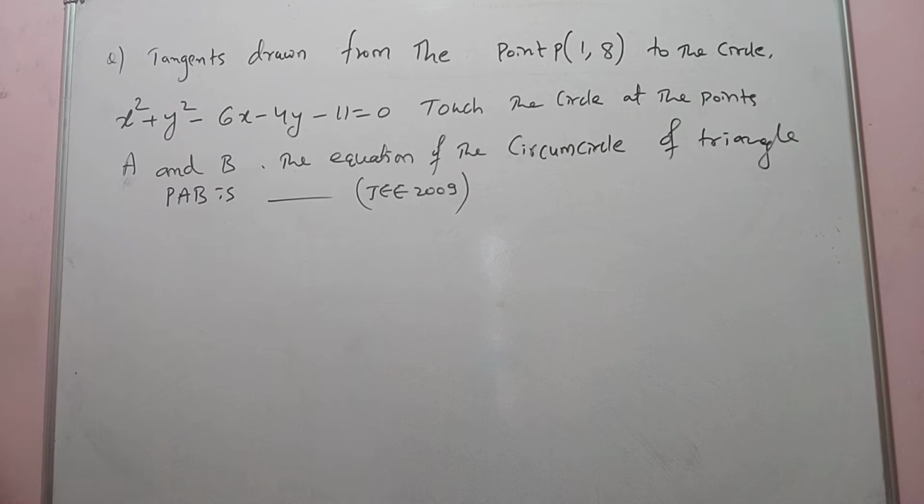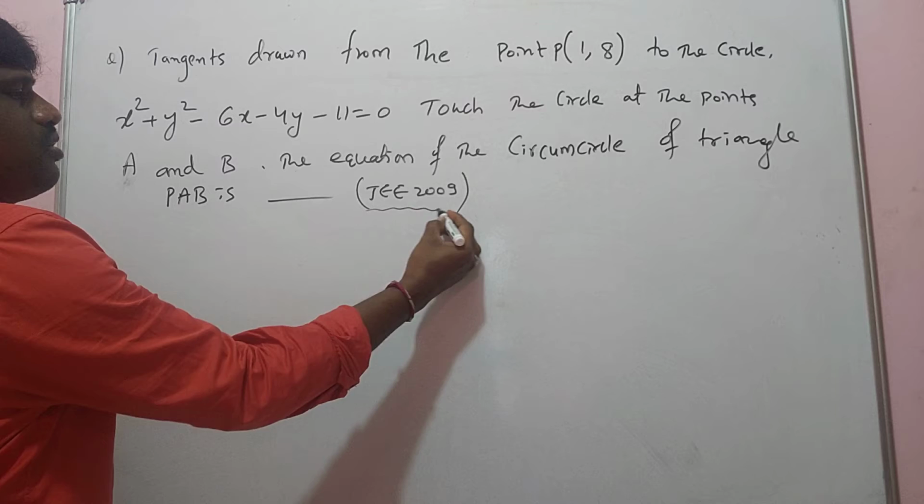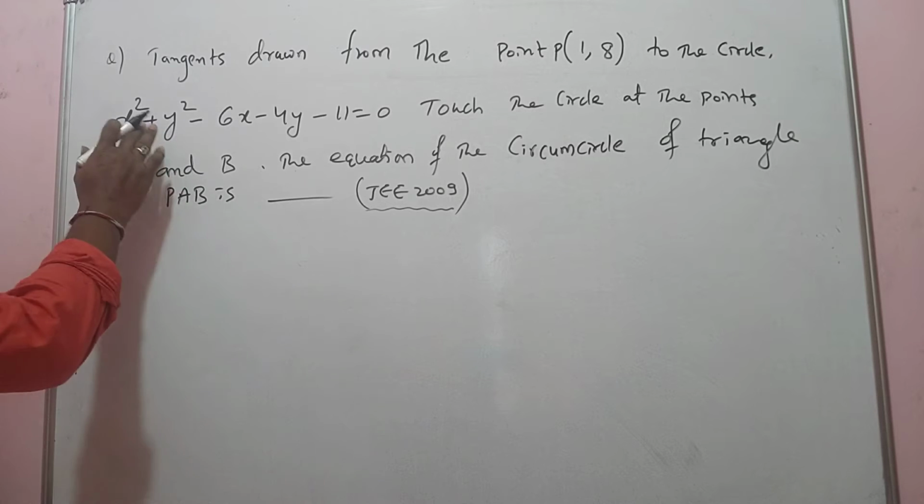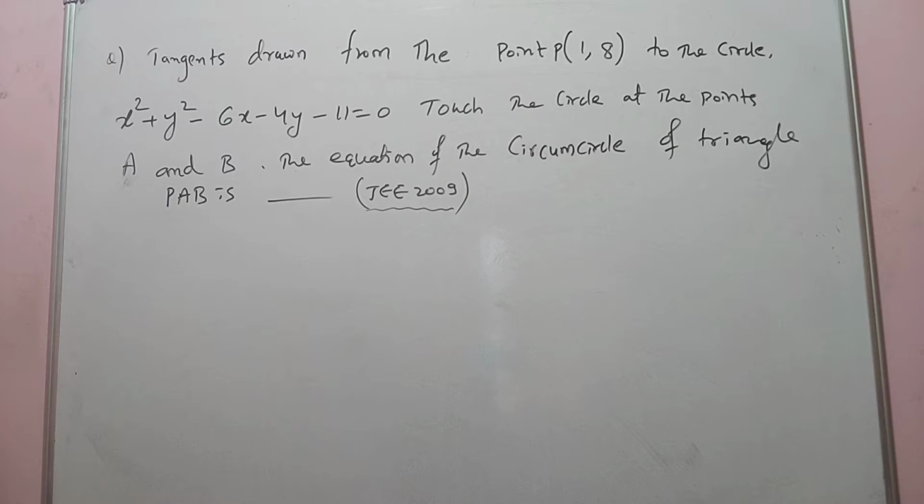Students, good afternoon. Let us start today's lecture. This question was asked in JEE 2019. Tangents drawn from the point P(1, 8) to the circle x² + y² − 6x − 4y − 11 = 0 touch the circle at the points A and B. The equation of the circumcircle of the triangle PAB is dash.